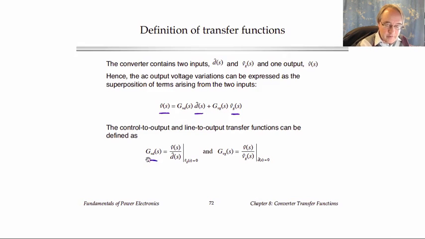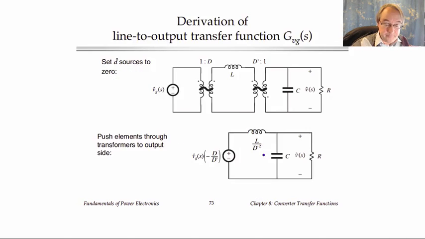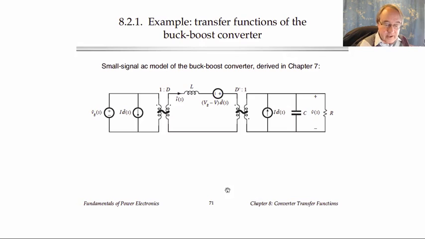The control to output transfer function Gvd is found by first setting the other input vg hat to 0, like shown here, and then finding the ratio of v hat over d hat, and that ratio we define as the control to output transfer function Gvd. Likewise, to find the line to output transfer function Gvg(s), we set d hat to 0 and we find the ratio of v hat over vg hat. So let's work through the solution of each of those and then construct the transfer functions. So first, to find Gvg(s).